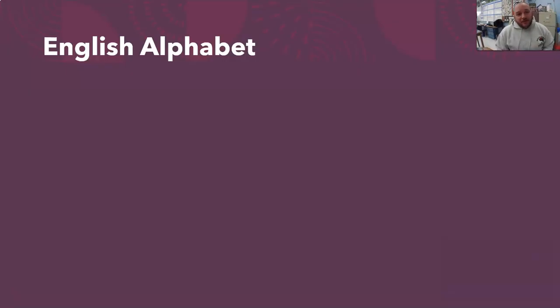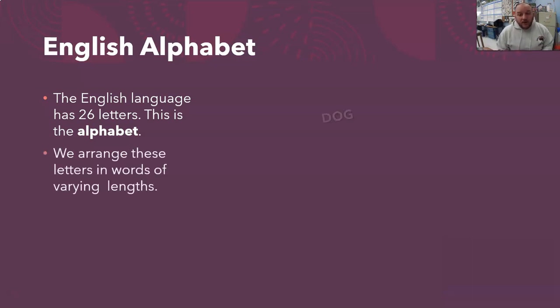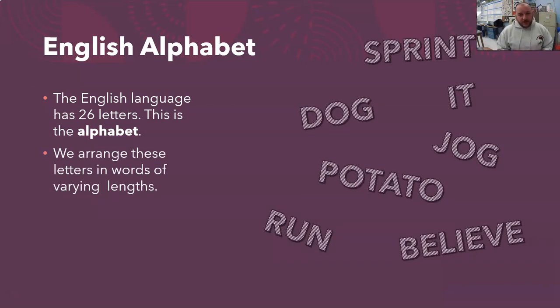So let's start by talking about the alphabet we all know well, the English alphabet. Of course, the English language has 26 letters, A, B, C, D, E, F, G, so on, right? This is our alphabet. We arrange these letters into words of varying lengths, like dog or potato or it or whatever. And these are all words that we understand because we know the language English. We just don't know the language of DNA. We'll get to that in a bit.